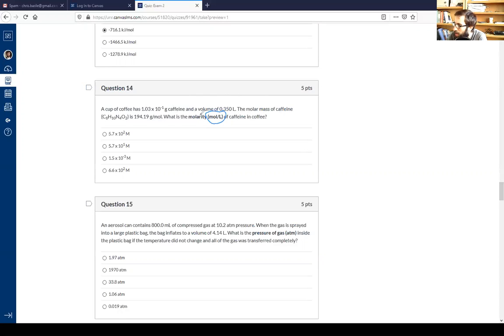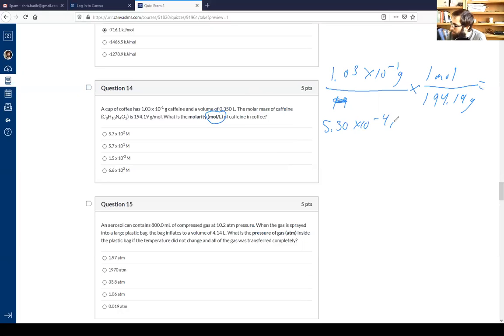Well, you're not in moles, so you need to get into moles. You need to know how many moles. Basically you're going to have 1.03 times 10 to the negative 1 grams, and divide that by the molar mass. The way we commonly set it up is 194.19 grams per 1 mole of caffeine. If you enter that into your calculator, you're going to get 5.30 times 10 to the minus 4, and that's going to be moles.